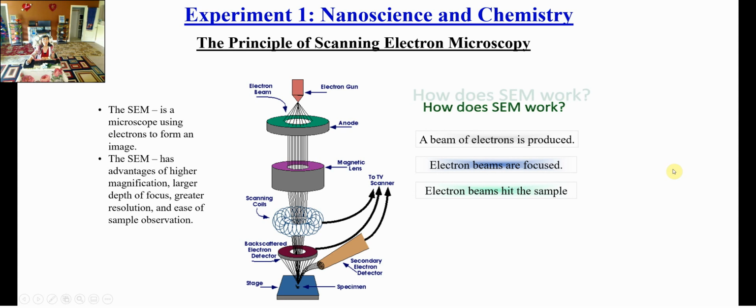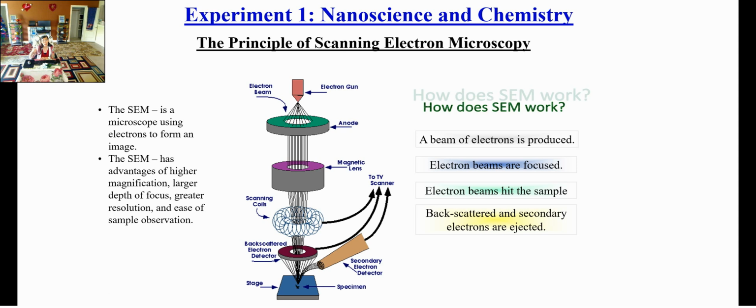So how is this scanning electron microscope going to work? Let's make it very simple. If you have the electron source, we call it the electron gun. Under high voltage, an electron beam is going to be ejected. And then it goes through magnetic lenses and scanning coils, which further focus the electron beam. Your electron beam is going to interact with the sample. So what's going to happen?